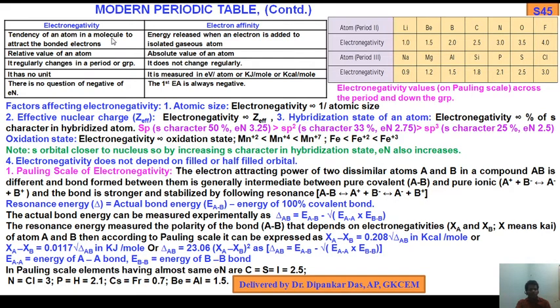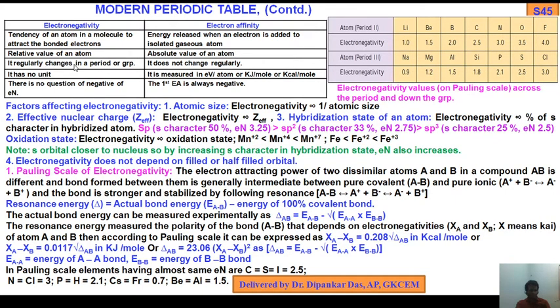Electronegativity is the tendency of an atom in a molecule to attract the bonded electrons. Electron affinity is the energy released when an electron is added to an isolated gaseous atom. Electronegativity is a relative value of an atom, while electron affinity is an absolute value of an atom.